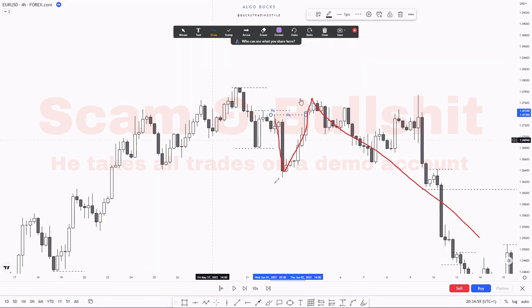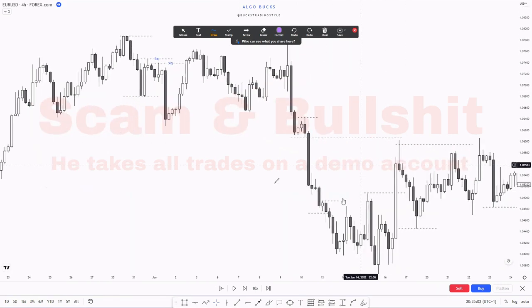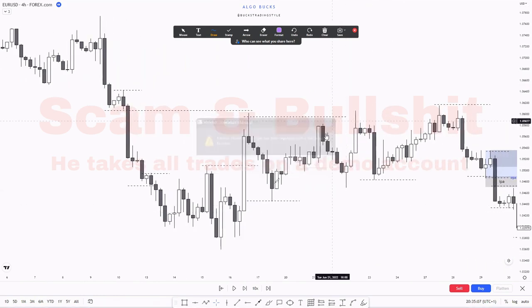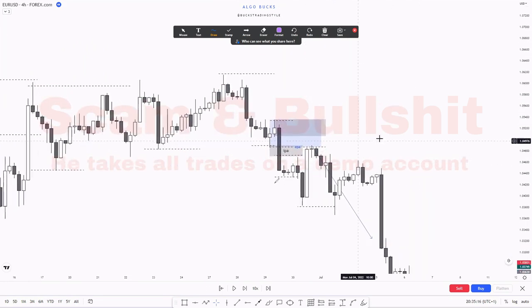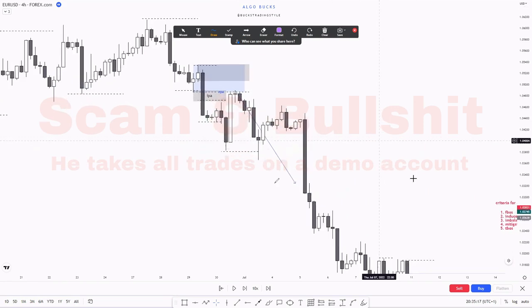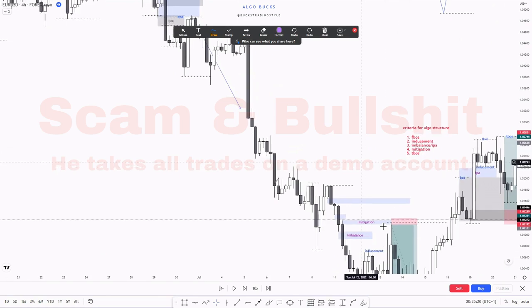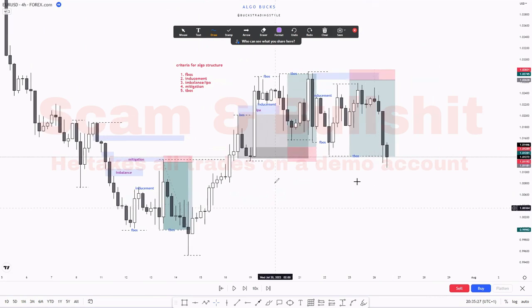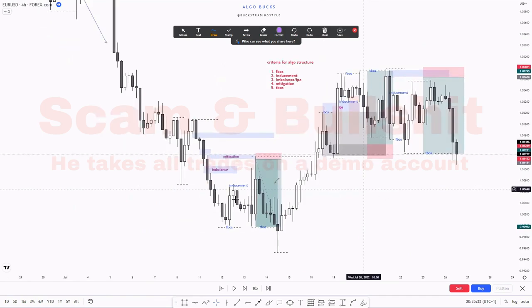Okay, so let's look at other examples. Let's see if there's a clearer example. Now SLQ, right? No, that's not an SLQ. That's not an SLQ. I'm looking. Okay, this is a 4 hour time frame, that's why. No, I'm not seeing any right here.